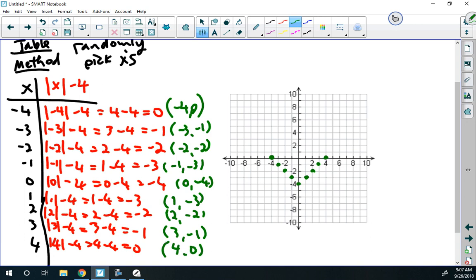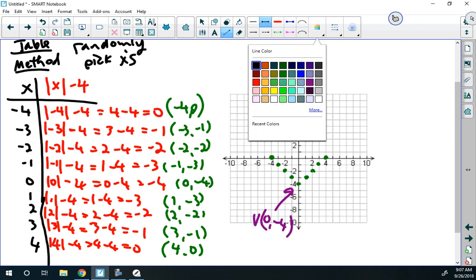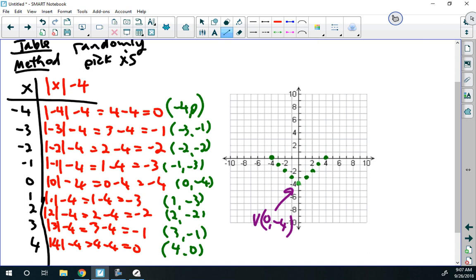Okay. I don't know how you feel about that, but I think that took a long time to do. And I'm still not done because I still got to connect those dots. So it looks like the lowest point on this graph, that's my vertex, is going to be at 0, negative 4. And when I connect these, I want to make sure I get the right kind of thing going on here. They are arrays that extend out that way and that way.